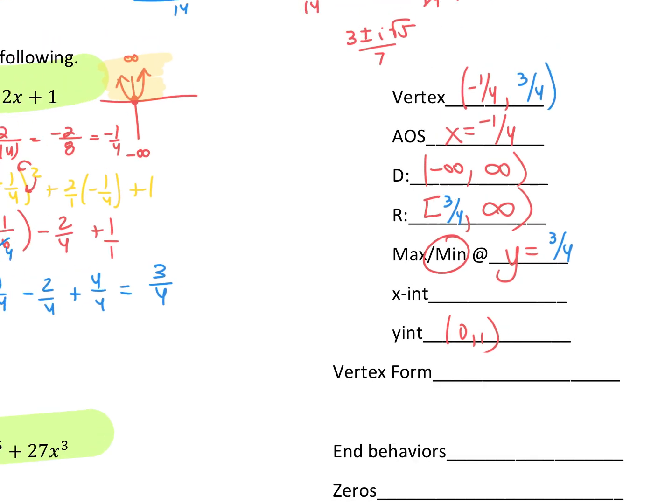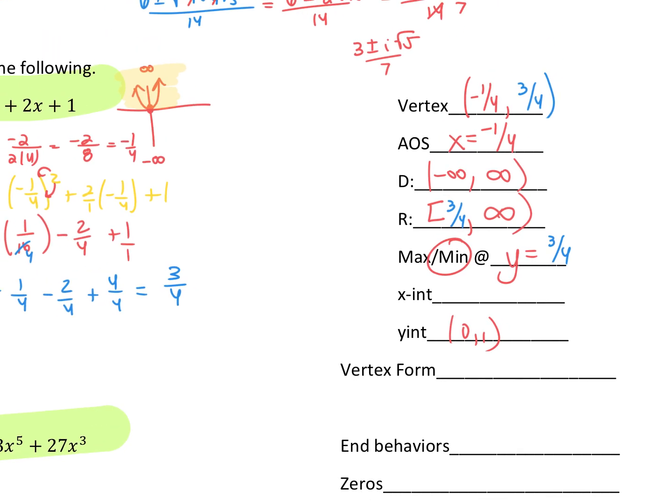Good. Can I do my vertex form? Yes. What's my a term? 4. So your vertex form would be f of x equals 4, and then you have x minus what?